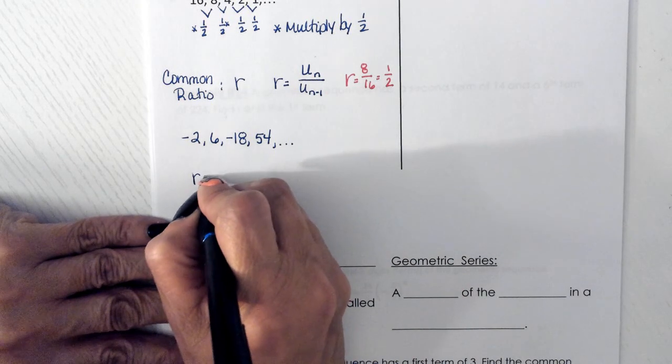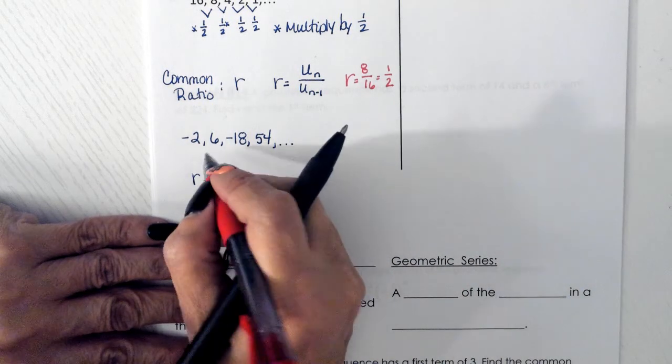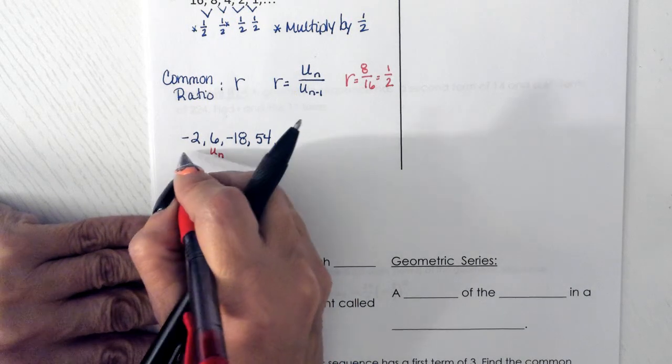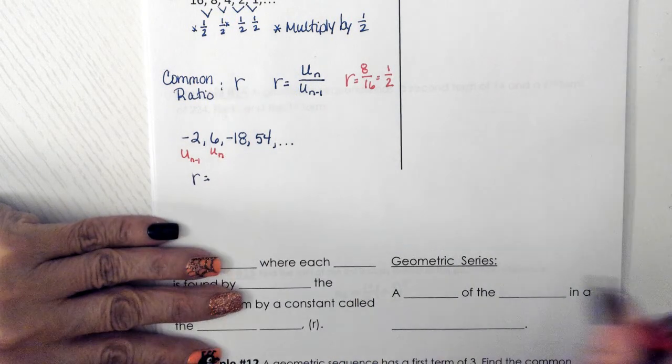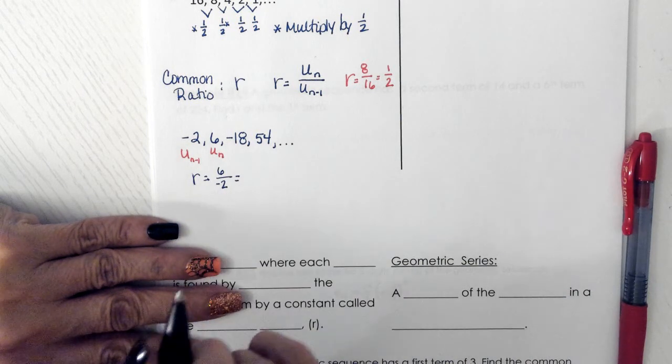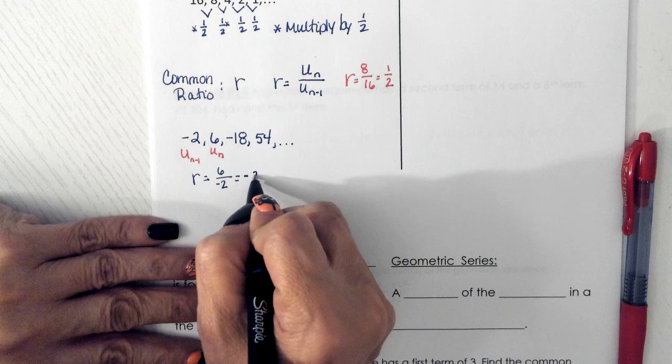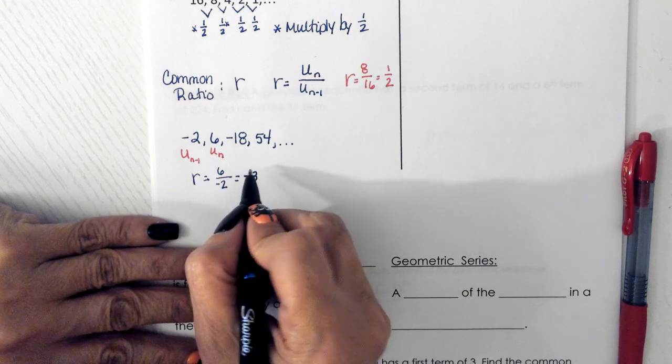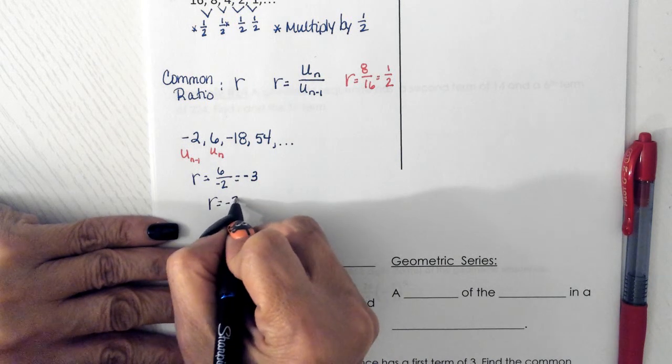Okay, so let's talk about that common ratio. We're going to take U sub n and divide it by the term in front of it. So we're going to take 6 and divide it by -2. It looks like they are multiplying by -3. So R equals -3.